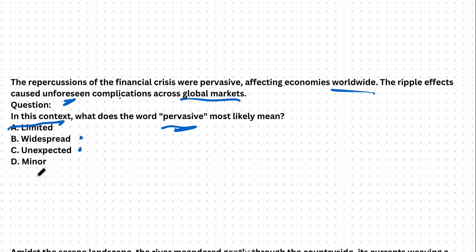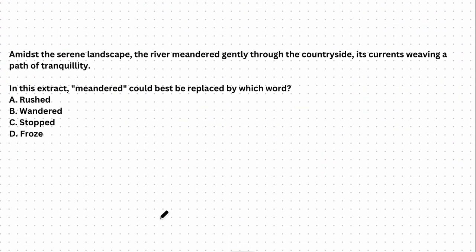D, minor. And as we've discussed, everything in this extract suggests something that is large, huge ripple effects, worldwide economies, global markets. So definitely not minor. And so then I would take a look at the two that I have not eliminated and see which fits better. And in the case of this one, B definitely fits better. And so B is the answer that we would pick. Okay, and then let's go down here to the next question.